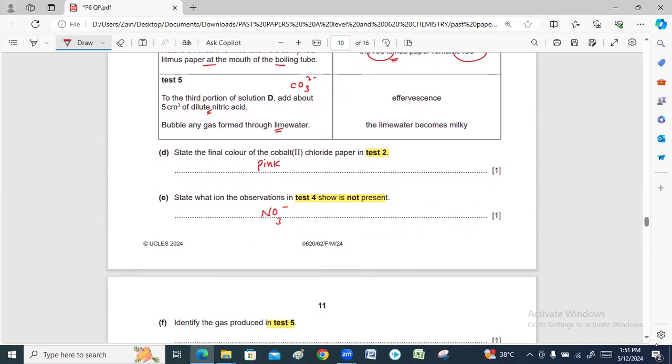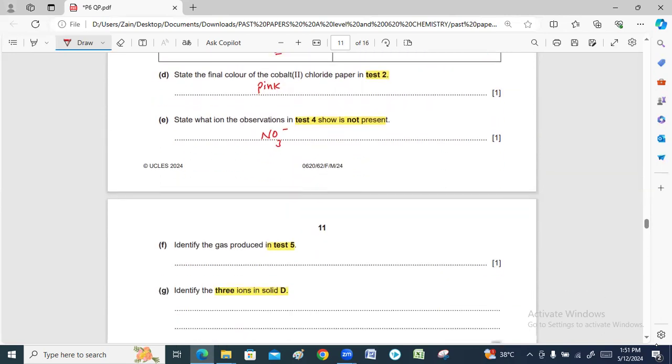Identify the gas produced in test 5. Test 5, effervescence of carbon dioxide. So this is carbon dioxide.